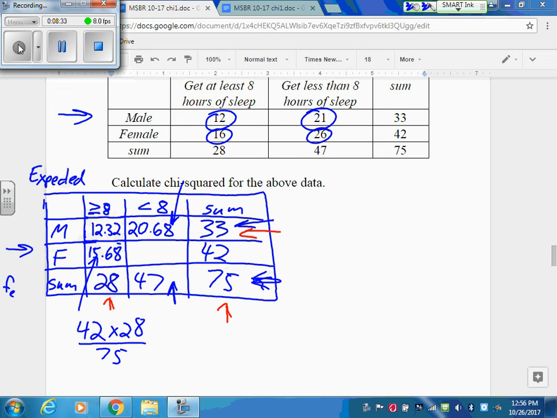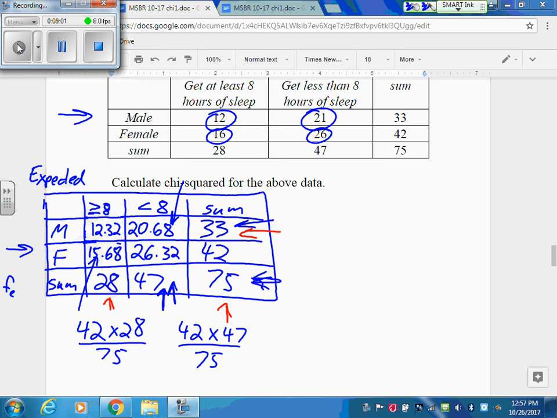And now I'm going to do the last one here, which is female and those who got less than 8 hours of sleep. So our row total for the females is still 42, but now our column total is this one right here that we're trying to fill in, and that's 47. So I have 42 times 47, all divided by 75. And for this one, I get 26.32. Those are our expected values.